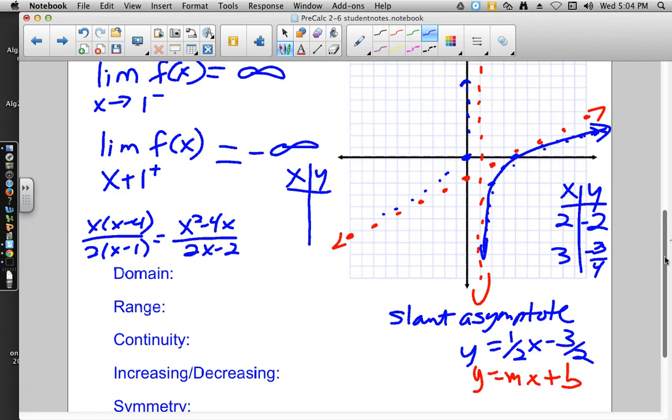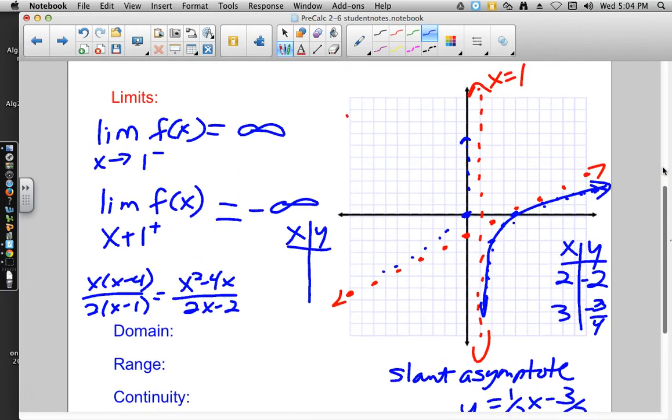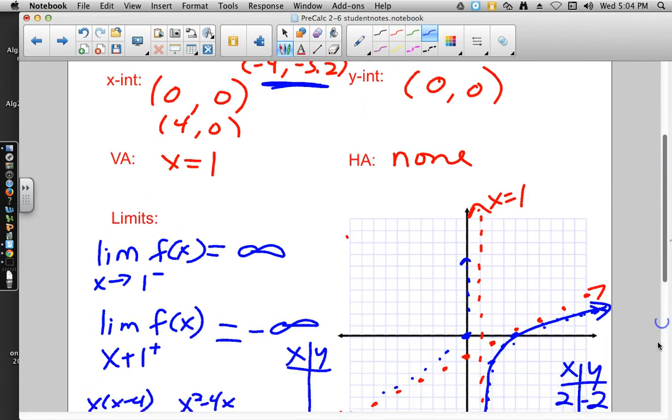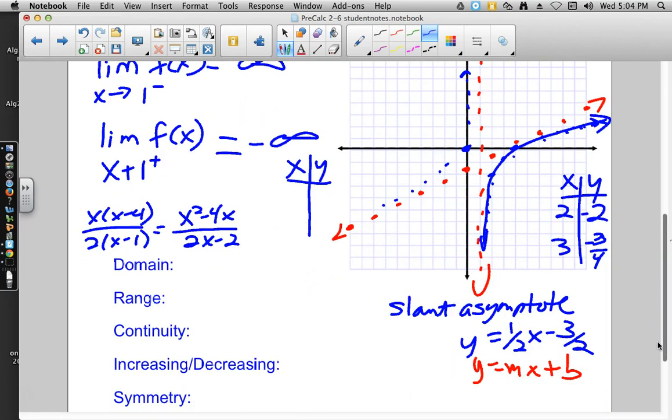Now on the other branch, I want to be careful, and that's because I already know that there's going to be a hole. We don't want to forget that information. Let's go back up here and remember where that hole is going to be located. That's going to be at negative 4, negative 3.2. So let's put that on there. Right about there is where our hole is going to show up.